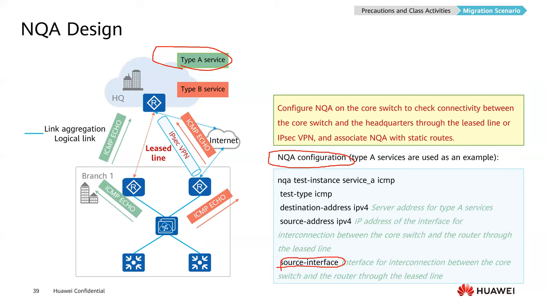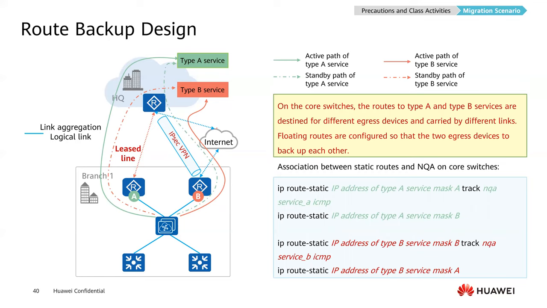It means, for example, for the type A service, by default, it should go on this path on the leased line. If this line is down, you will find that the NQA will fail, because we have already specified the source interface. It is impossible for this NQA to test the connectivity by this link. It is impossible. So based on the NQA design, we can design our route backup.